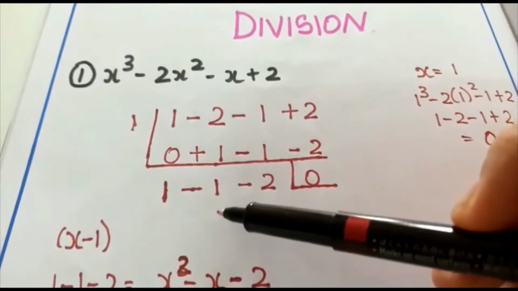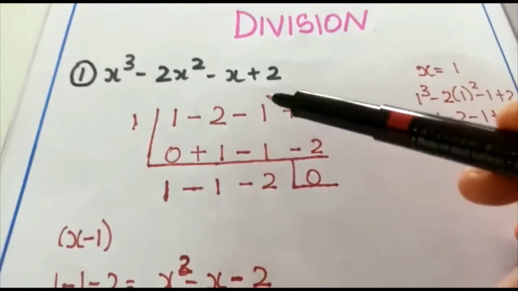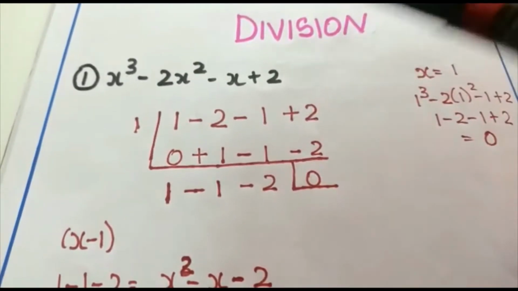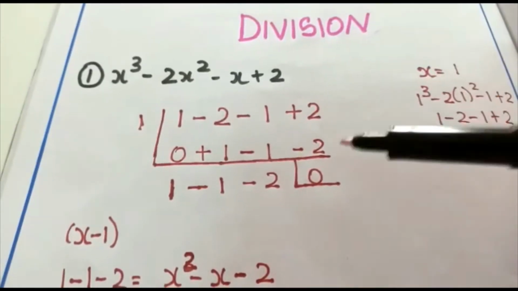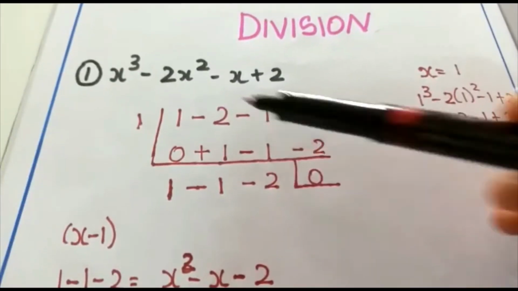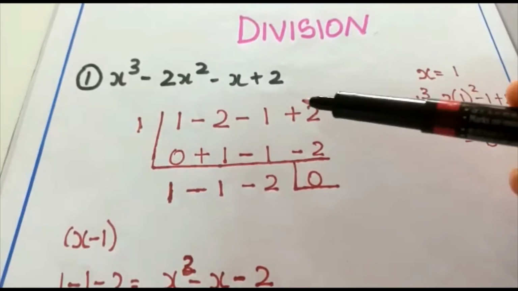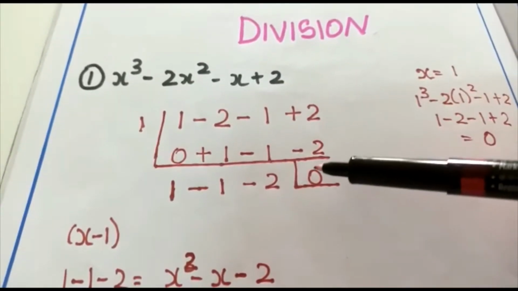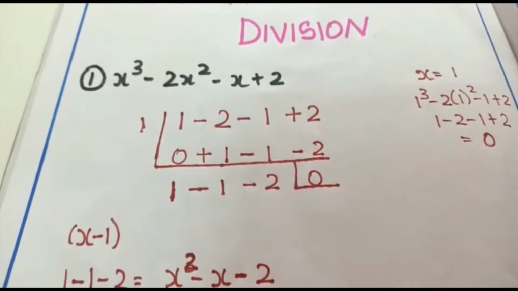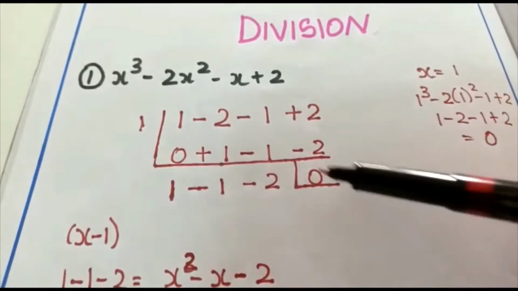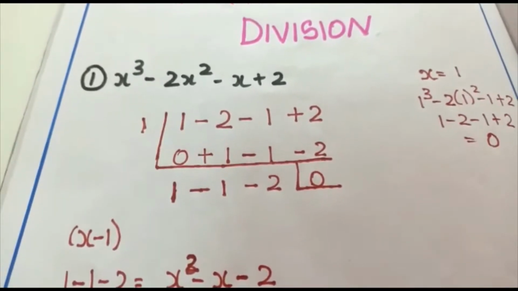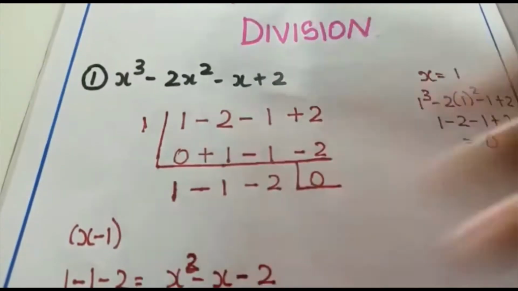Next, minus 1 into 1 is minus 1. Minus 1 plus minus 1, which is written as minus 1, is equal to minus 2. Minus 2 into 1 is equal to minus 2. Plus minus is minus, so we subtract 2 and 2, and so we get the answer as 0. In synthetic division, if we get the last number as 0, this shows that we got one factor. We write one factor as x minus 1.